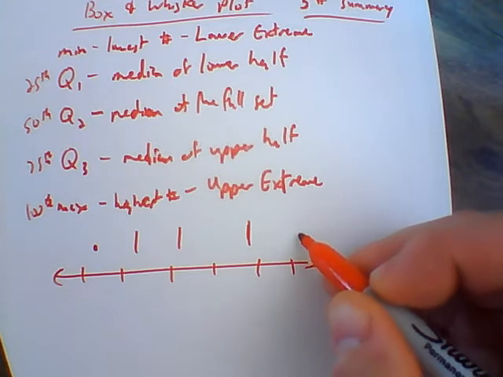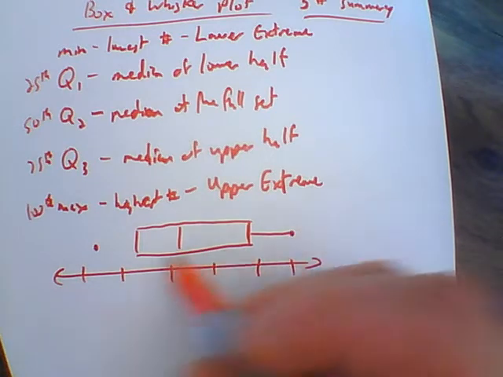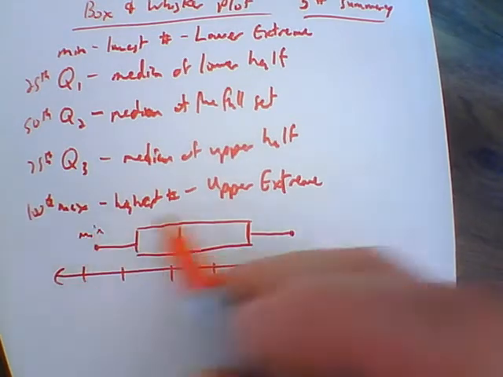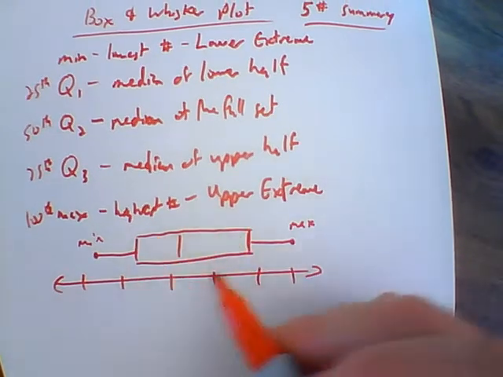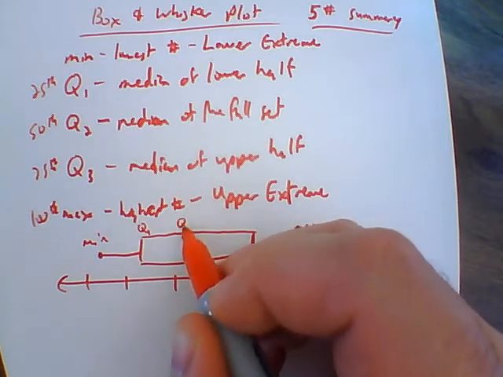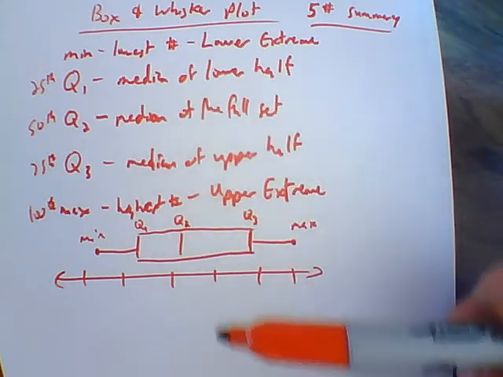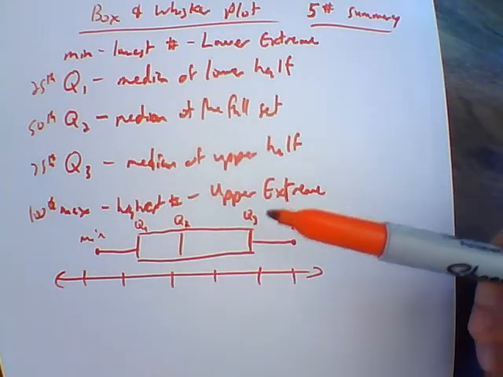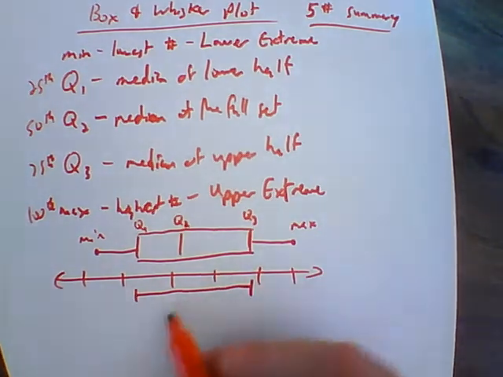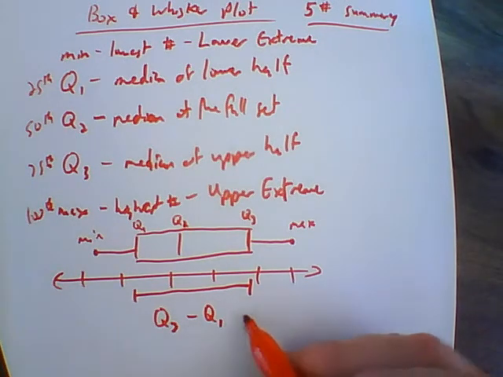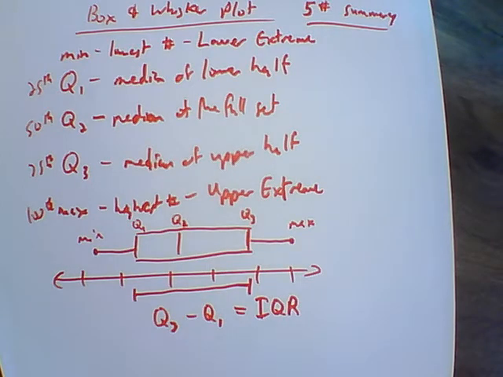Let me just go like this and make up some numbers right here for you. We would have our min and then our max. They would be the whisker section of this box and whisker plot. In that box portion, we would have our 3 quartiles, okay, in which each line would be the value for that quartile. We talk about the distance between quartile 3 minus quartile 1 as being called the interquartile range. Okay, so this interquartile range.